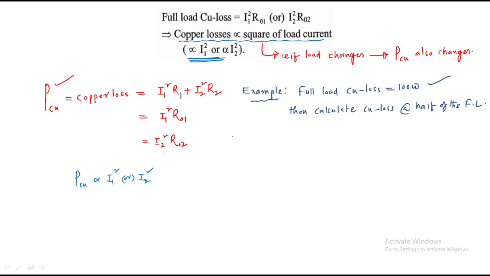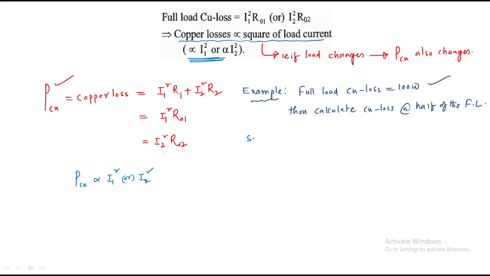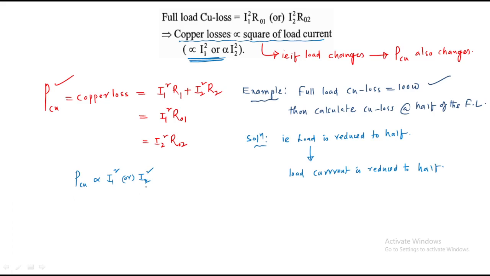So copper loss in the transformer at half full load. The load is reduced to half, which means what? Load current is reduced to half. That is the meaning. For full load it is I2. Half of the full load means I2 by 2.